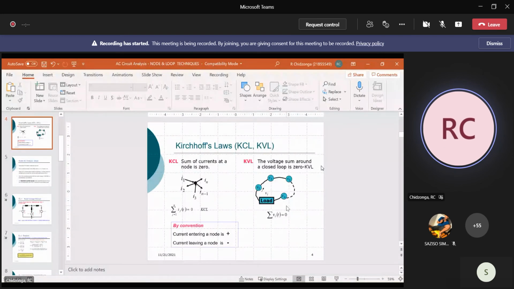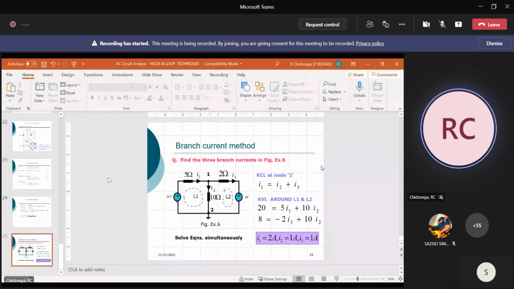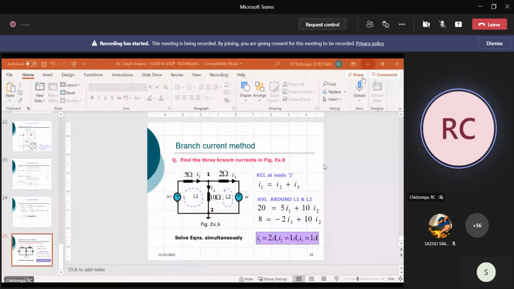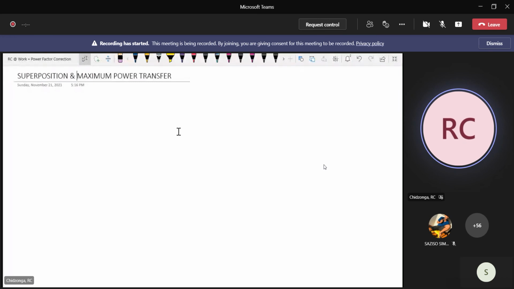The last thing I want to mention to you is just 2 concepts, and then we'll jump to something else. So let me add here superposition and maximum power transfer. All right, I will go back and unshare. I will share my OneNote again. There are 2 things that I would like to talk to you about in closing this section on network analysis.